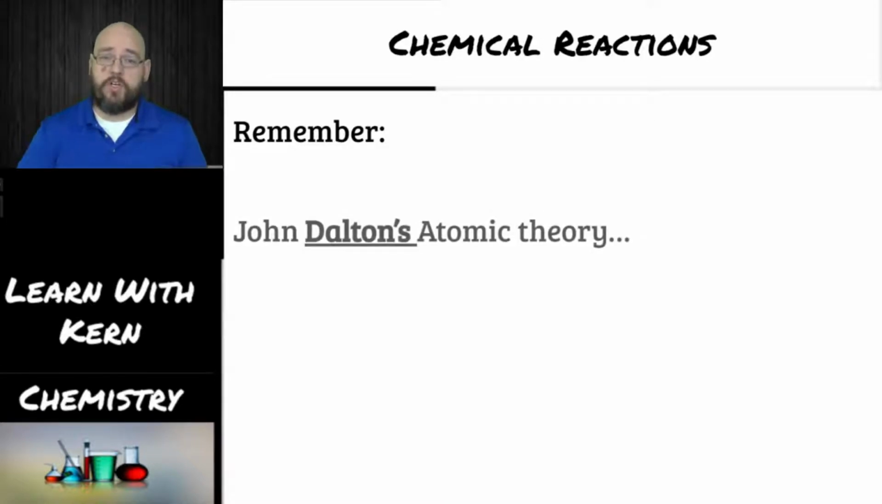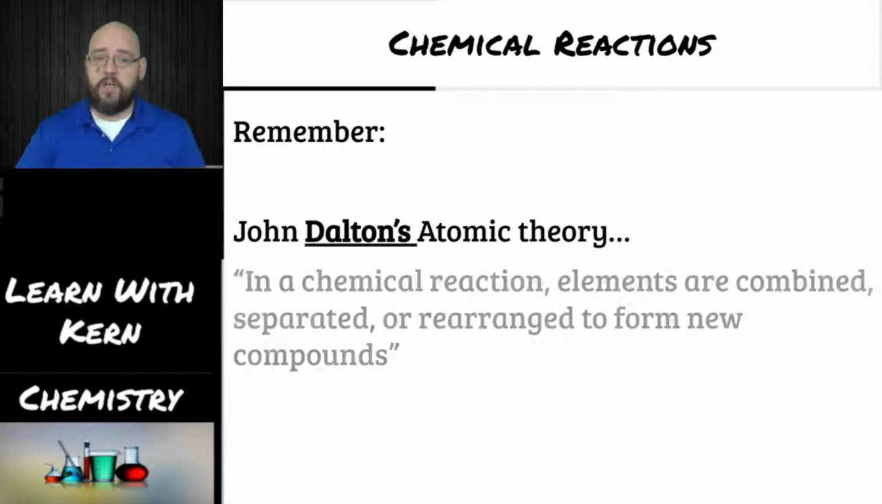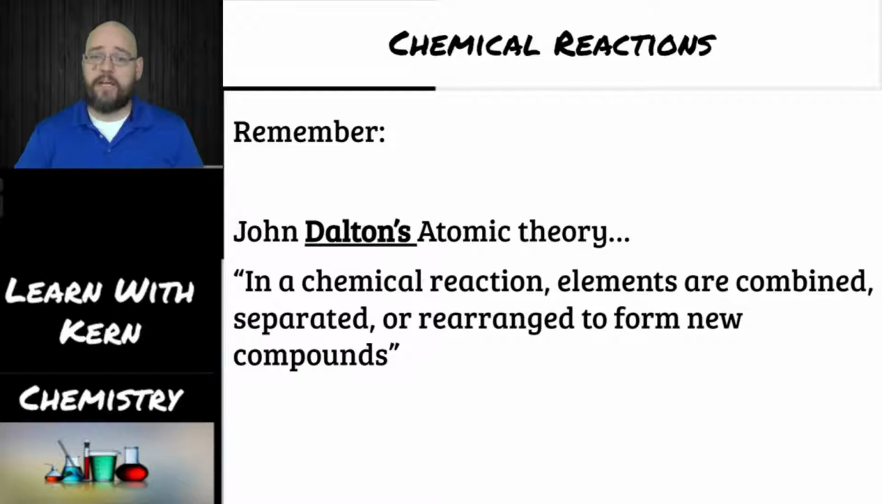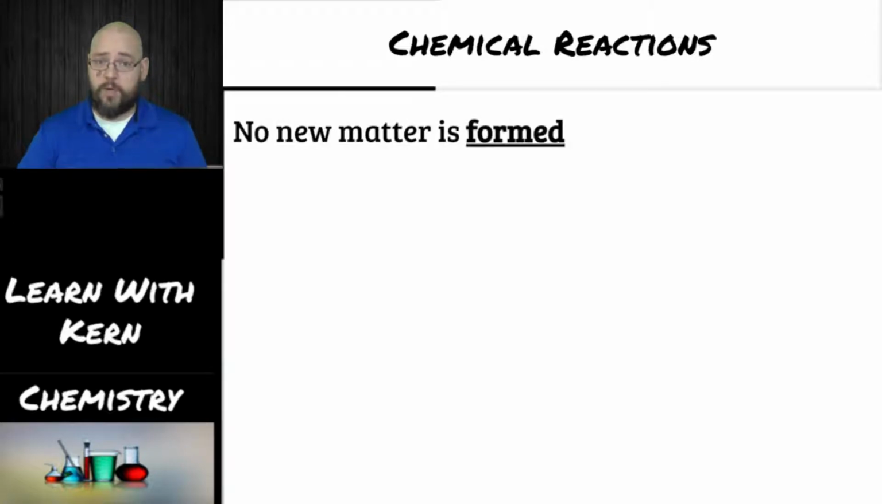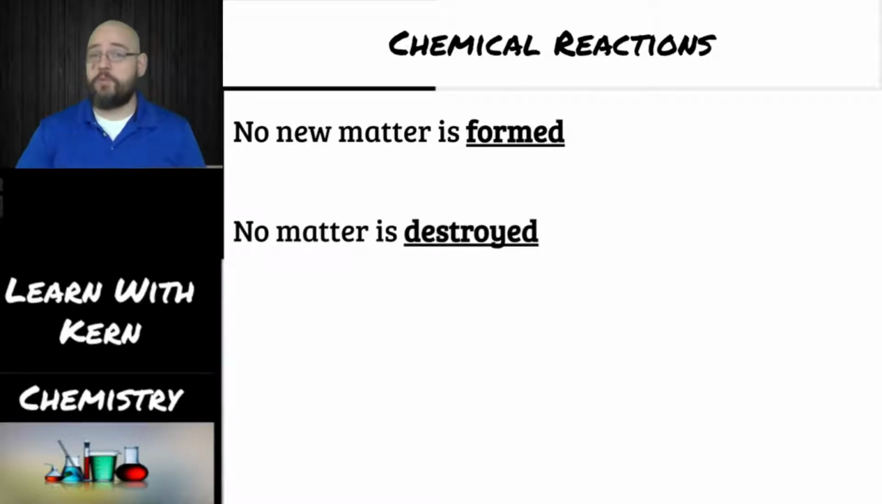If you remember, John Dalton's atomic theory had 5 parts, his 5 postulates. One of them was that in a chemical reaction, elements are combined, separated, or rearranged to form new compounds. That was one of his 5 postulates of his atomic theory. Now, in that he says no new matter is formed. What that means is matter is also not destroyed. So nothing new is formed and nothing is destroyed.